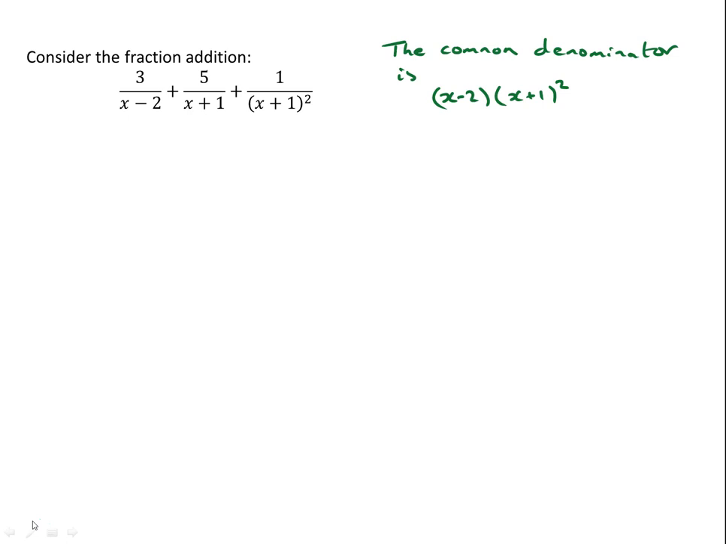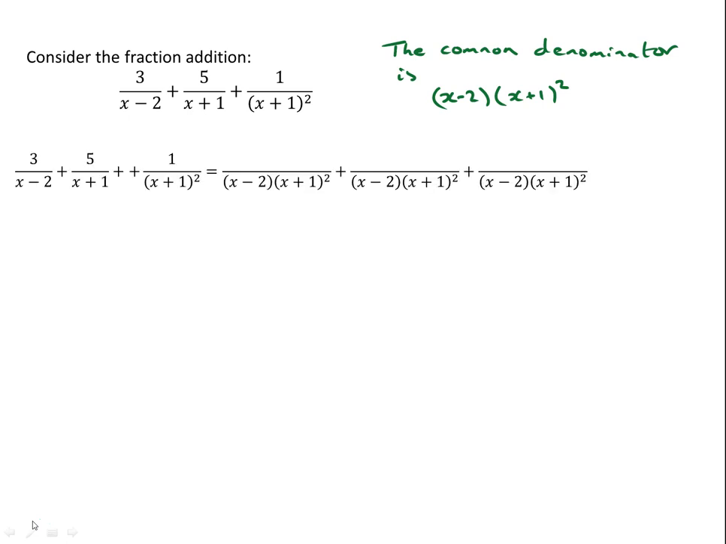So if we work with that as our common denominator, we can say that 3 over x minus 2 is going to be the same thing as 3 times x plus 1 squared over the common denominator. 5 over x plus 1 is going to be the same thing as 5 times x minus 2 times x plus 1 over the common denominator. 1 over x plus 1 squared is just going to be 1 lot of x minus 2 over the common denominator.